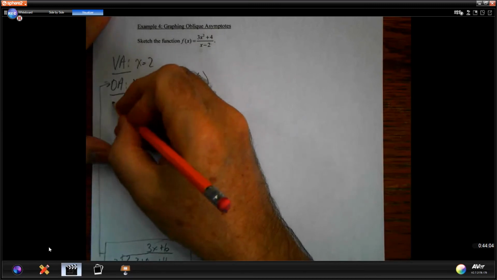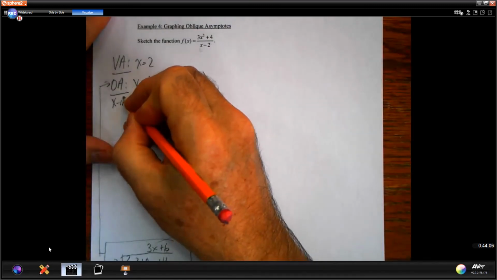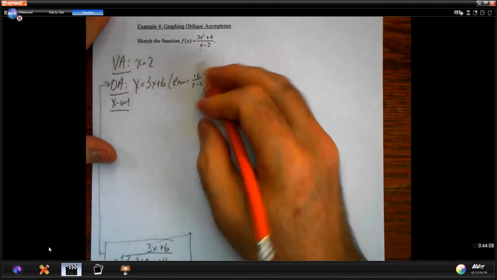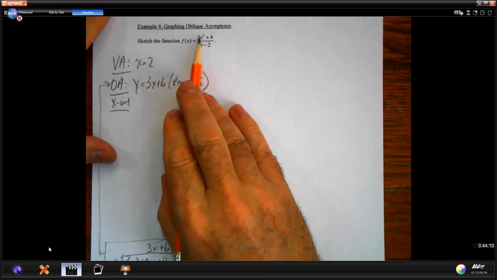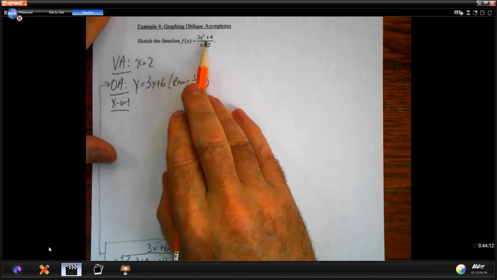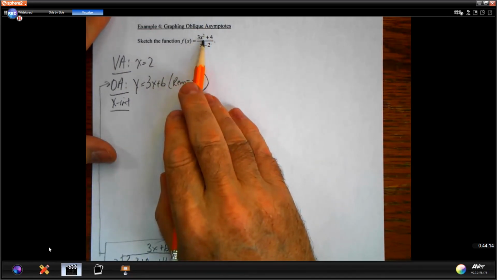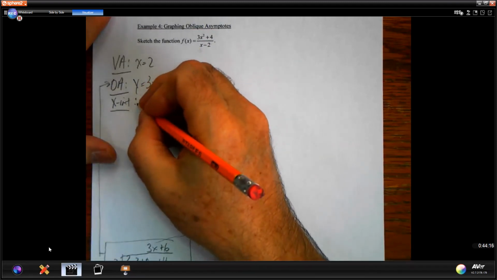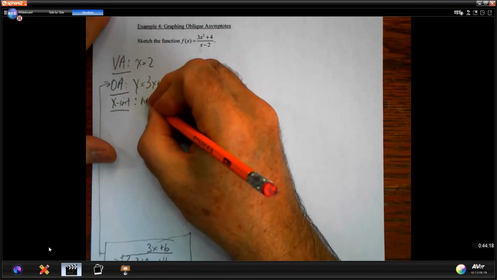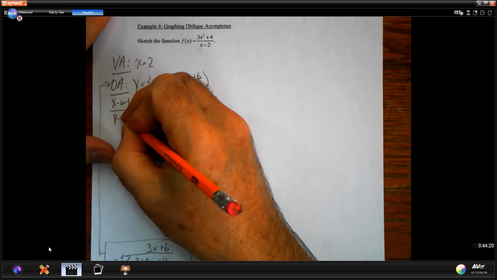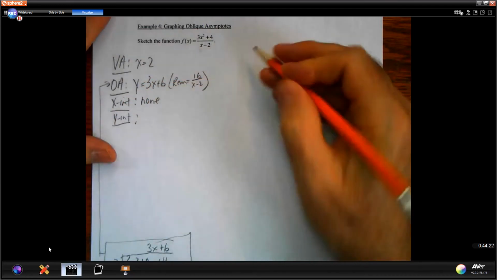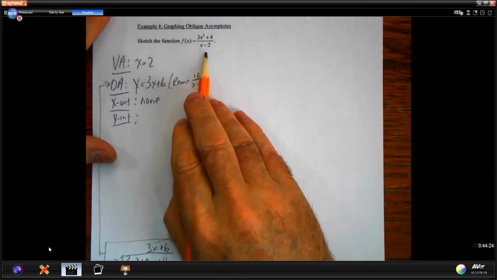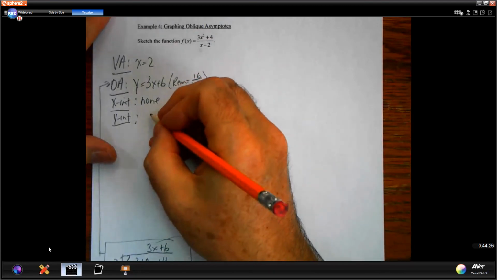Okay, x-intercepts. The x-intercepts happen when the numerator can be 0, and we just talked about that. It can never be 0 on the top, so therefore there are no x-intercepts. Y-intercept: if we plug in x equals 0, we get 4 over -2, which is -2.